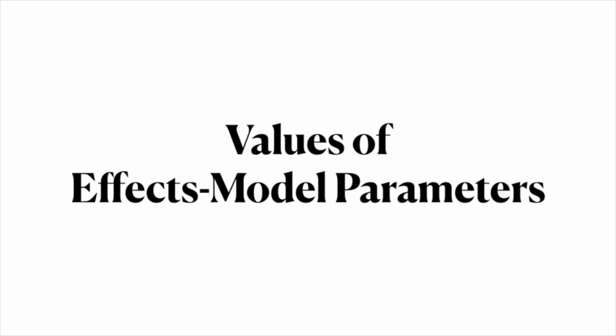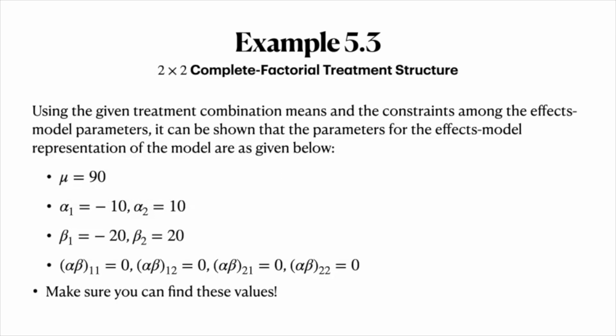Now let's look at the values of the effects model parameters. The two-way table did not give the values for these effects. The two-way table gave the values for the individual treatment means, but using the given treatment combination means, as well as the constraints among the effects model parameters, it can be shown that the parameters for the effects model representation of the model are as given here.